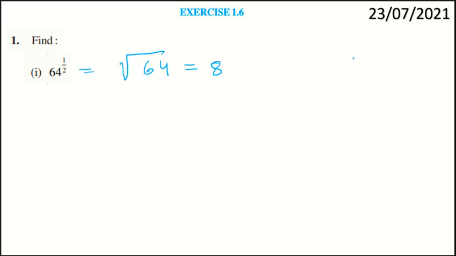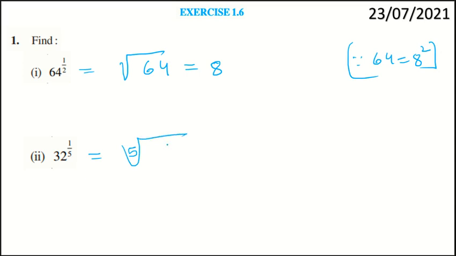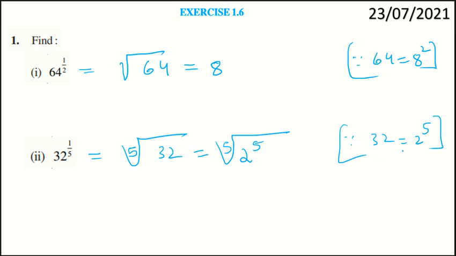Since 64 is 8 square, okay. Then sub question 2, 32 whole to the power 1 by 5 can be written as fifth root of 32. Fifth root of 32 is nothing but fifth root of 2 power 5, because 32 is 2 raised to the power 5, that is exponential form of 32 to the base 2.